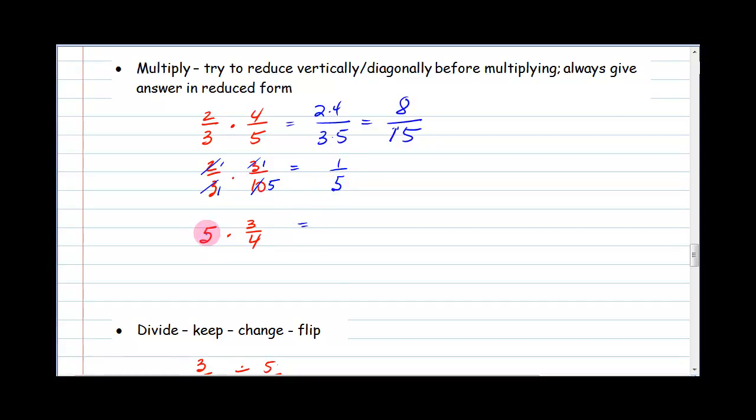What happens if I multiply a whole number by a fraction? Well, since we want to multiply numerators and multiply denominators, I need to change this whole number into a fraction, and I do that by putting it over 1. Now I can multiply 5 times 3 to get 15, 1 times 4 to get 4. And I can leave this as 15 over 4.